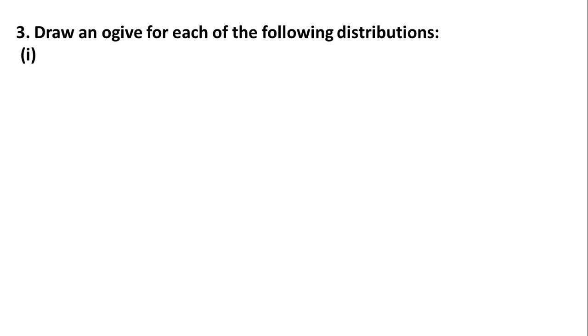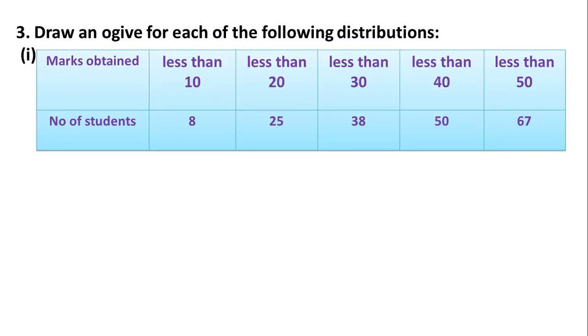Question number 3. Draw an ogive for each of the following distributions. The frequency distribution is given as less than 10, less than 20, less than 30, less than 40, less than 50. Less than 10, that means to say it is given with the upper limits. Less than 20, it includes from 0 to 20. Less than 30, it includes from 0 to 30. Less than 40 includes from 0 to 40 and so on.